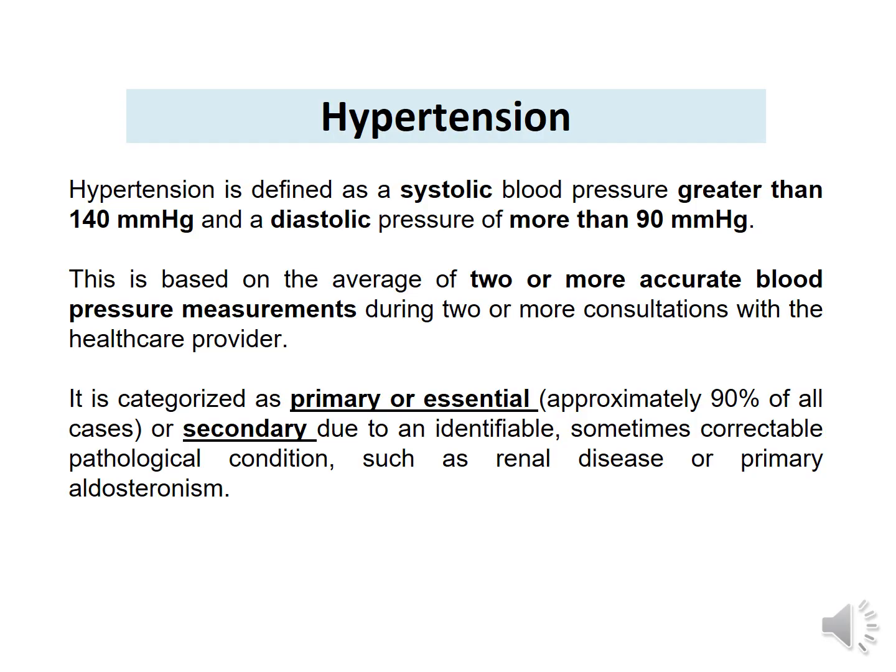It's categorized into primary, or essential, or sometimes idiopathic, and secondary. Secondary means it's due to an underlying cause, like a disease such as renal failure or adrenal gland problems or brain tumors and so on. Essential is usually of unknown cause, like overweight, for example, or obesity or a genetic disorder. It covers about 90% of all cases of hypertension.